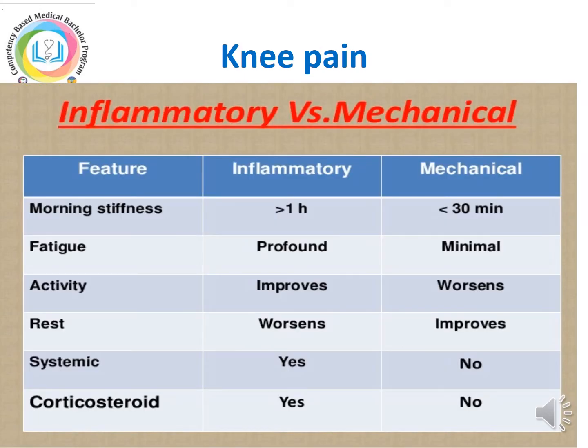The knee pain may be inflammatory or mechanical. The differentiation between both types is according to the morning stiffness. If the morning stiffness is more than 1 hour, associated with profound fatigue, improves with activity, worsens with rest, is associated with systemic manifestations, and improves well with corticosteroids, we call it an inflammatory knee pain.